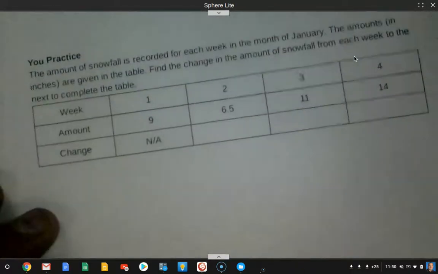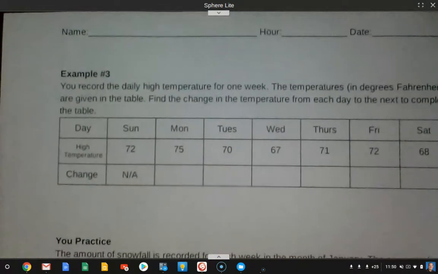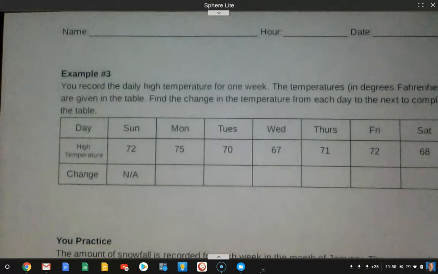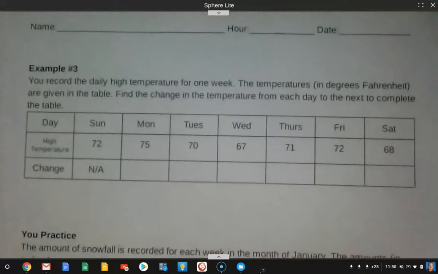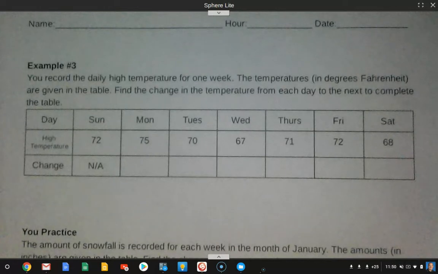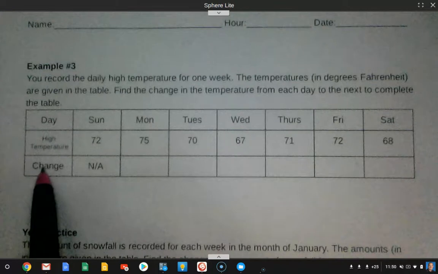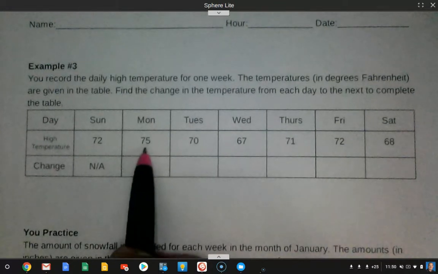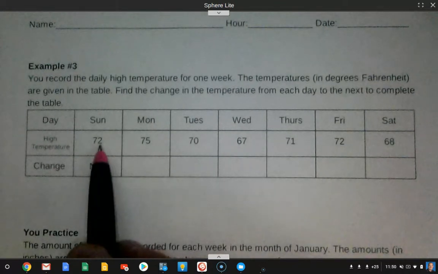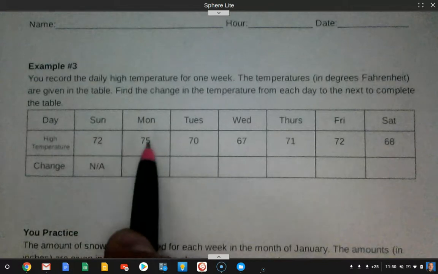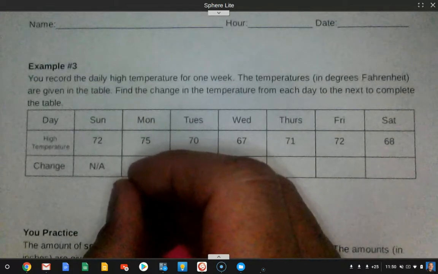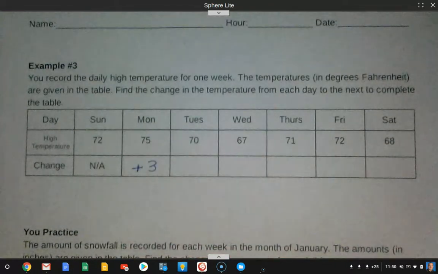All right, let's look at another one. Example number 3: you record the high temperatures for 1 week. The temperatures in degrees Fahrenheit are given in the table. Find the change in the temperature from each day to the next to complete the table. Obviously, we can't do this first one because there's not a previous day. What we can do is take 75 and 72. To go from 72 to 75, we are going up 3. So that would be a plus 3.